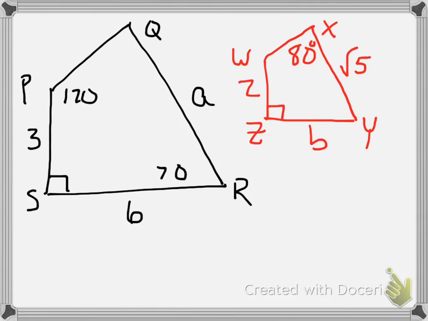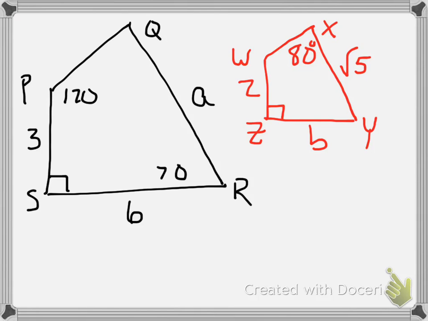So let's take a look at example 1 here. We need to find the measure of angle Q and the measure of angle W. So this one's fairly simple. Again, we have two similar figures. We know that PQRS is similar to WXYZ. So the two figures are similar, and we need to find the measure of angle Q.